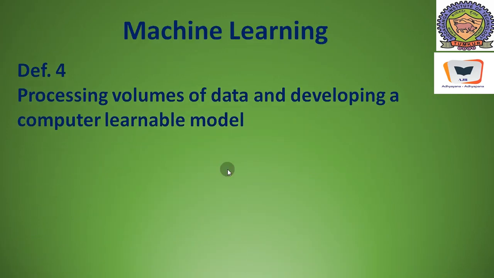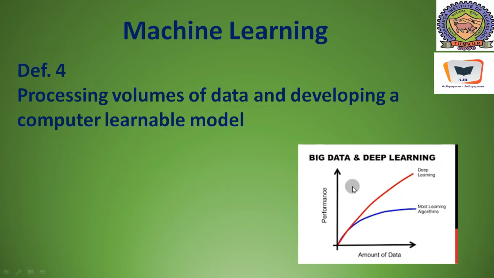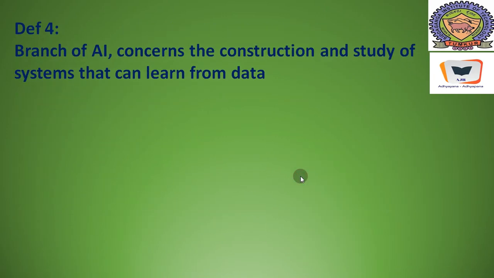Definition 4 says machine learning is processing volumes of data and developing a computer learnable model. As we see here, as the amount of data increases, the performance of most learning algorithms has a bound, while deep learning models, which are the higher echelons of machine learning, show high performance, maybe in terms of accuracy, maybe in terms of speed, maybe in terms of identifying differences, depending on the context.